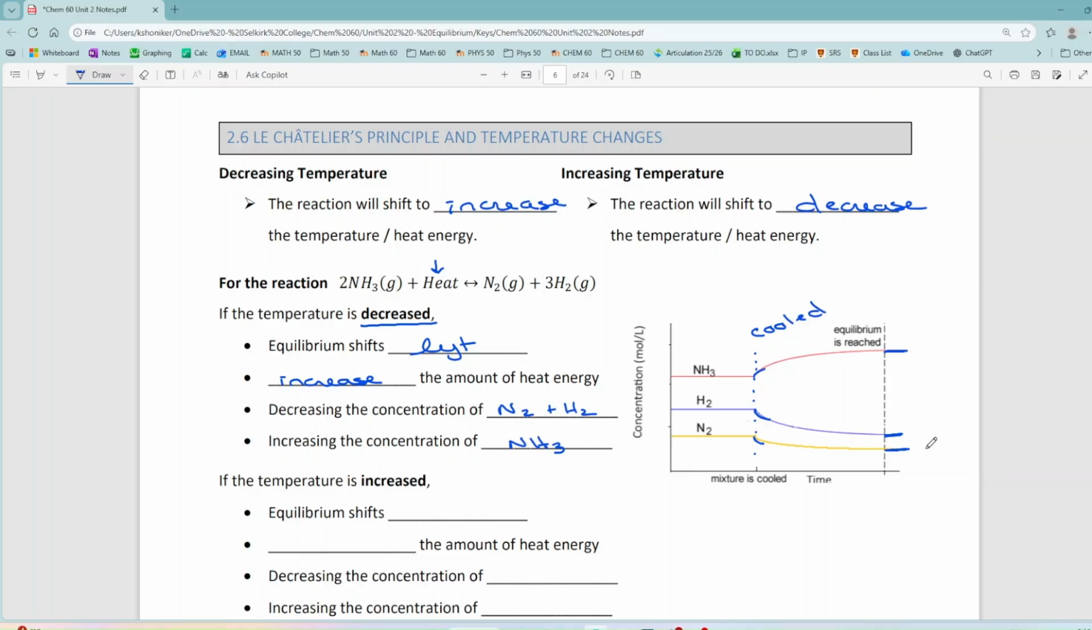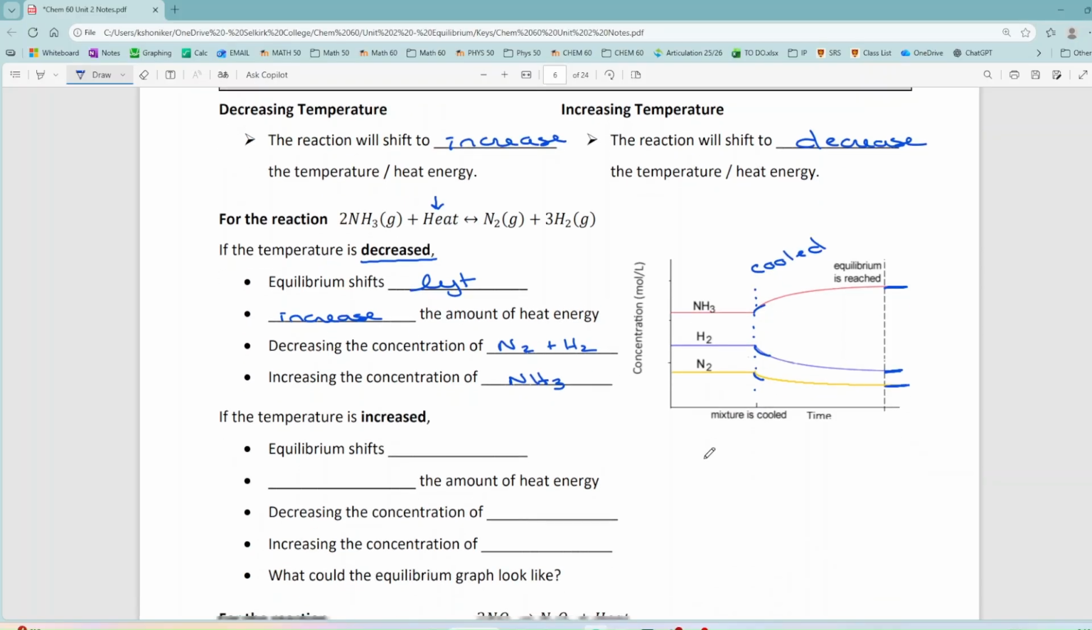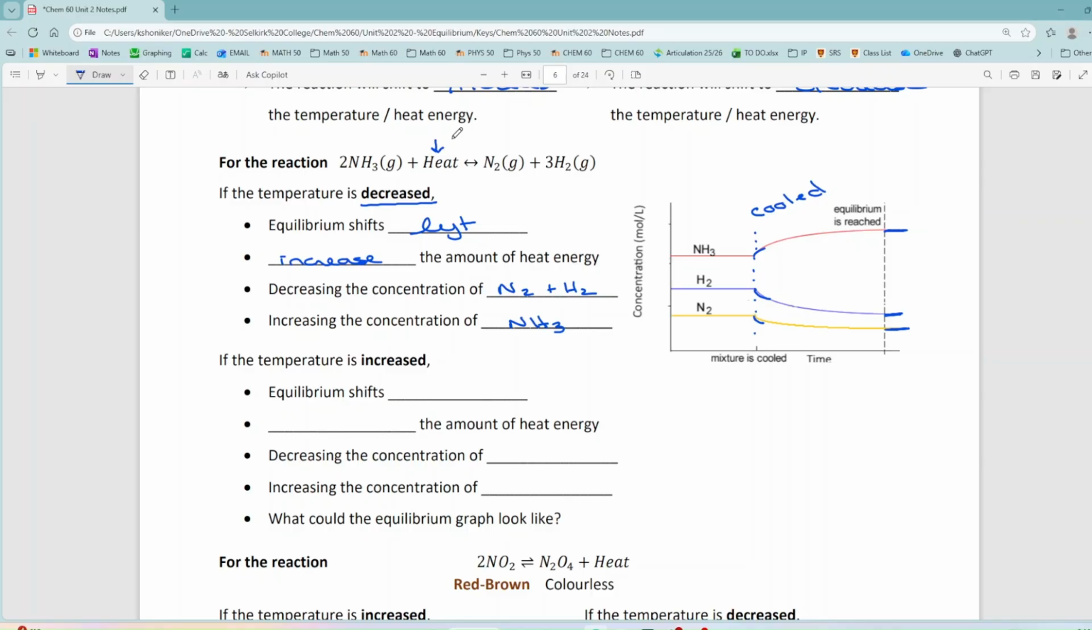If the temperature was increased, right, think of it as having more heat, you're going to shift to the right to decrease the amount of heat energy. What will that do? Well, if I shift to the right, I'm going to decrease the concentration of ammonia and increase the concentration of nitrogen and hydrogen.